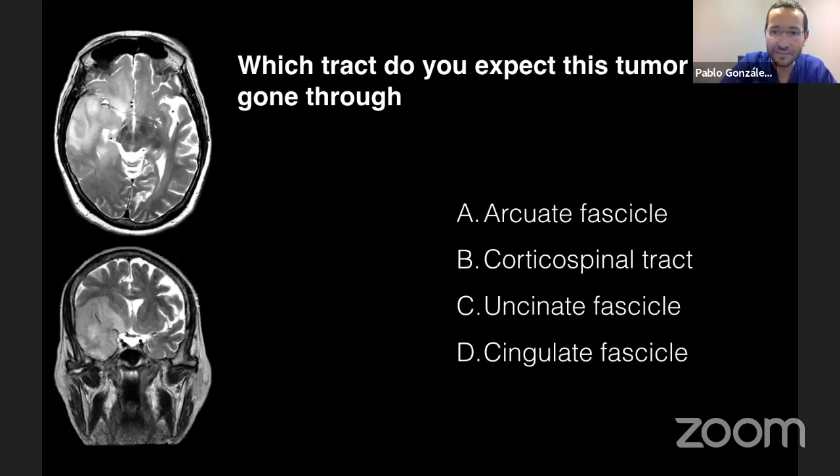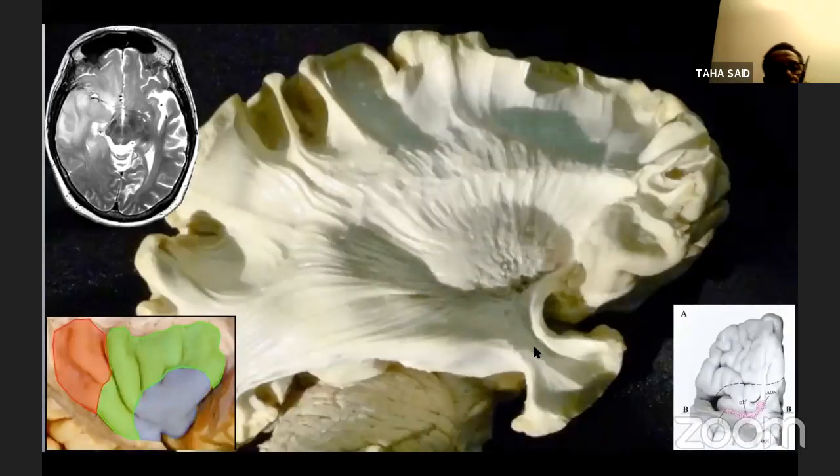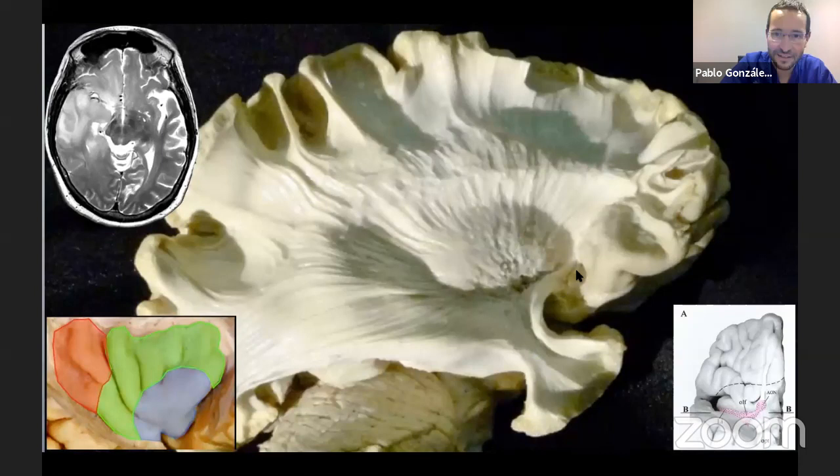Uncinate fascicle. Yes. If we do this white matter dissection, we will have Yusuf next Thursday showing us how this uncinate fascicle joins the fronto-orbital with the temporomesial regions. This is mainly a rhinencephalic region, a paleopallial area. So this tumor is taking advantage of the uncinate fascicle to invade these areas. Prabhat wants to say something.